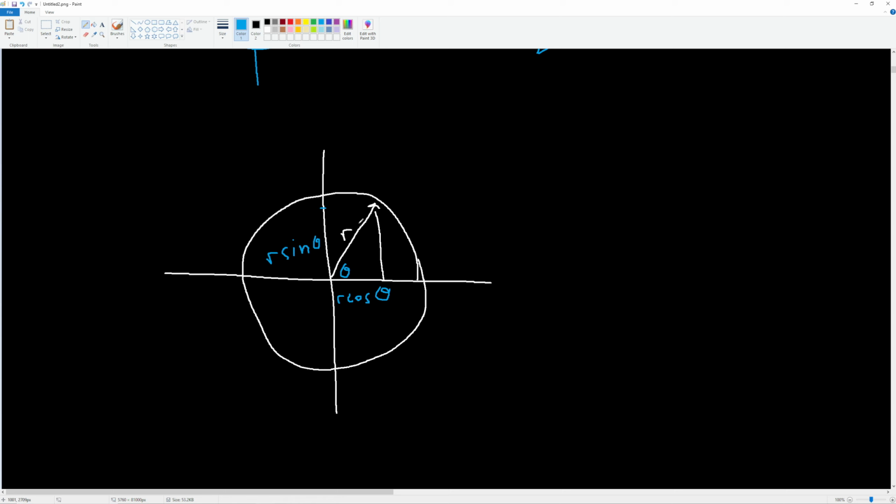R is the hypotenuse as the radius. We call it R because it's the radius of the circle. R times this part is the y value. So I'll write this. You can write this vector with an x component and a y component. It'll just be r cosine theta, r sine theta. Those are the x and the y coordinates here.